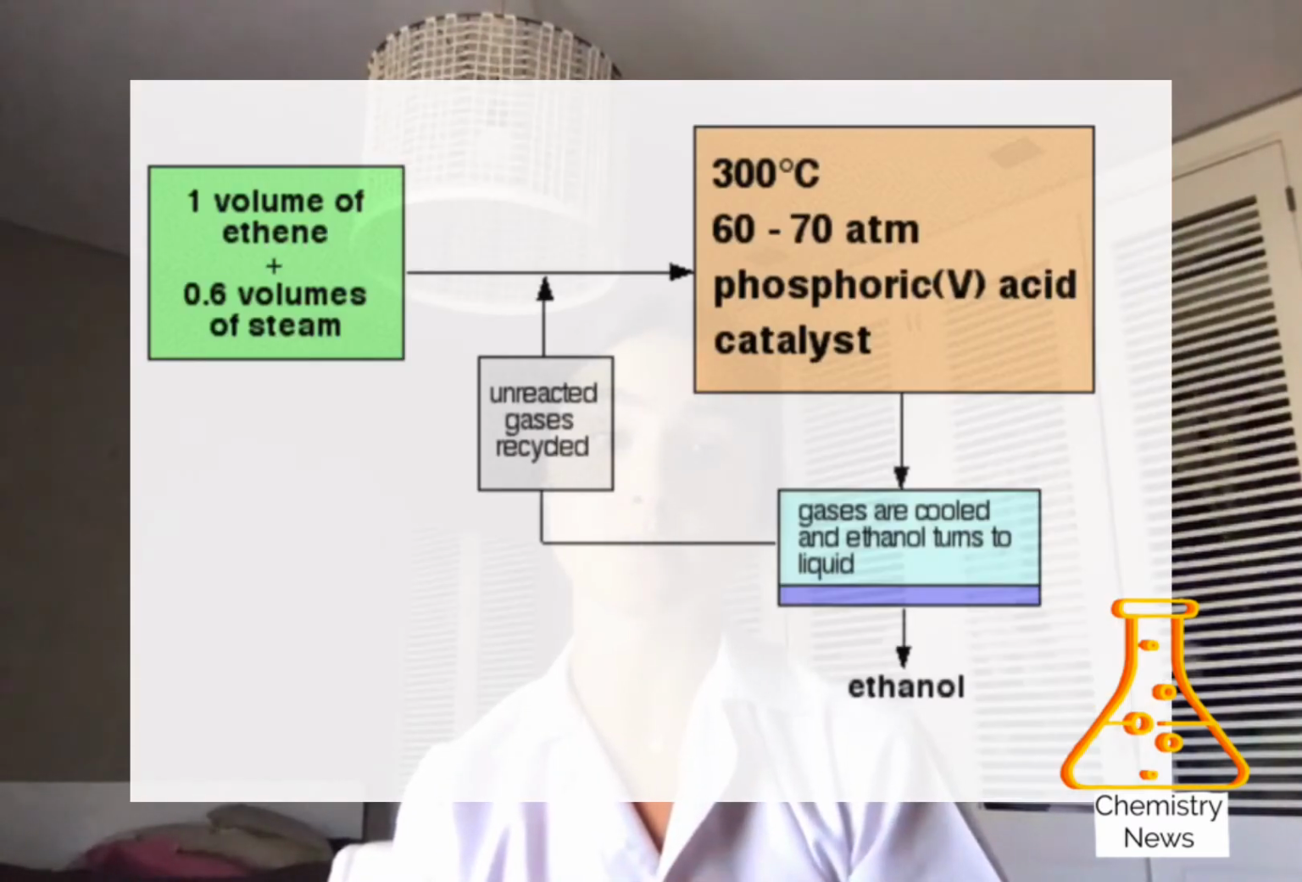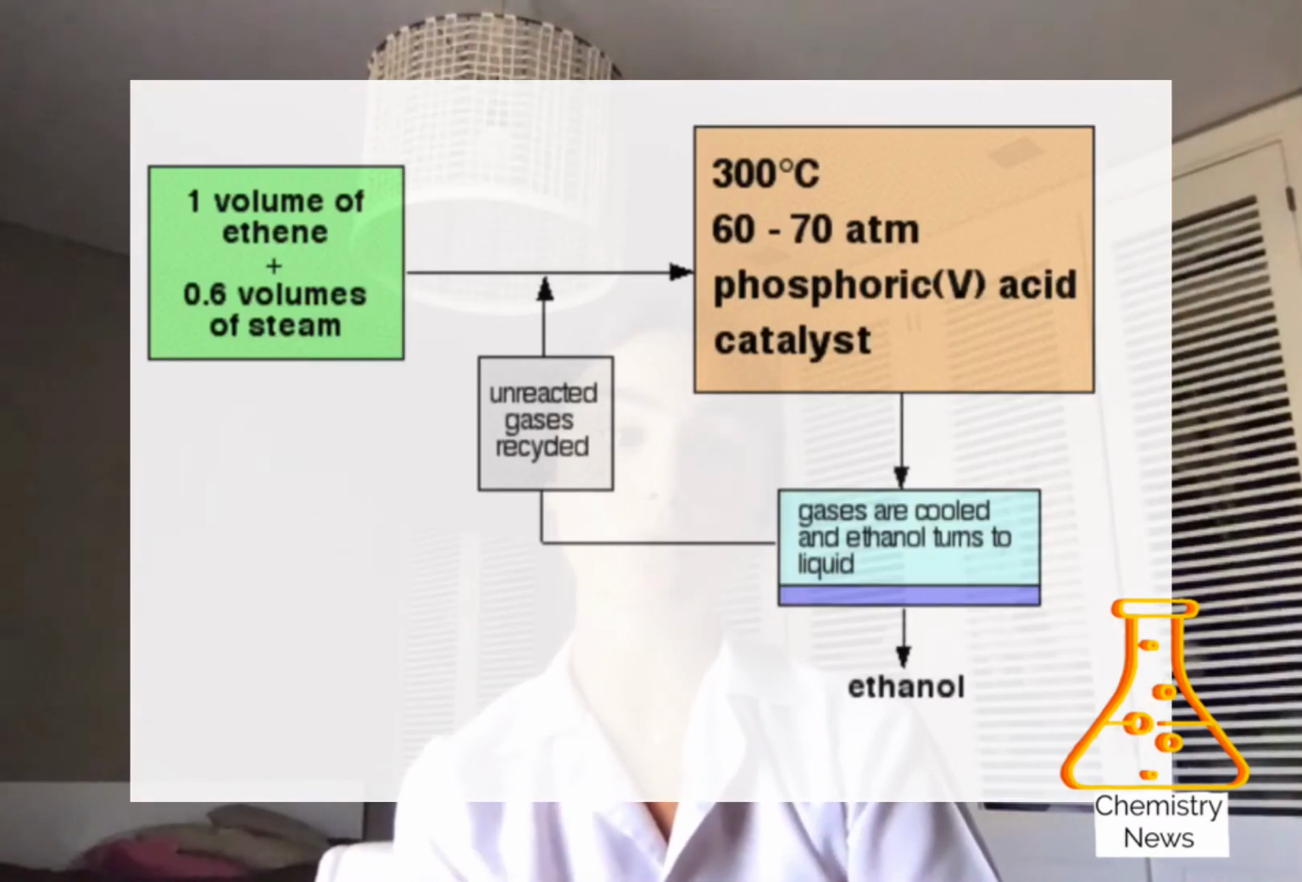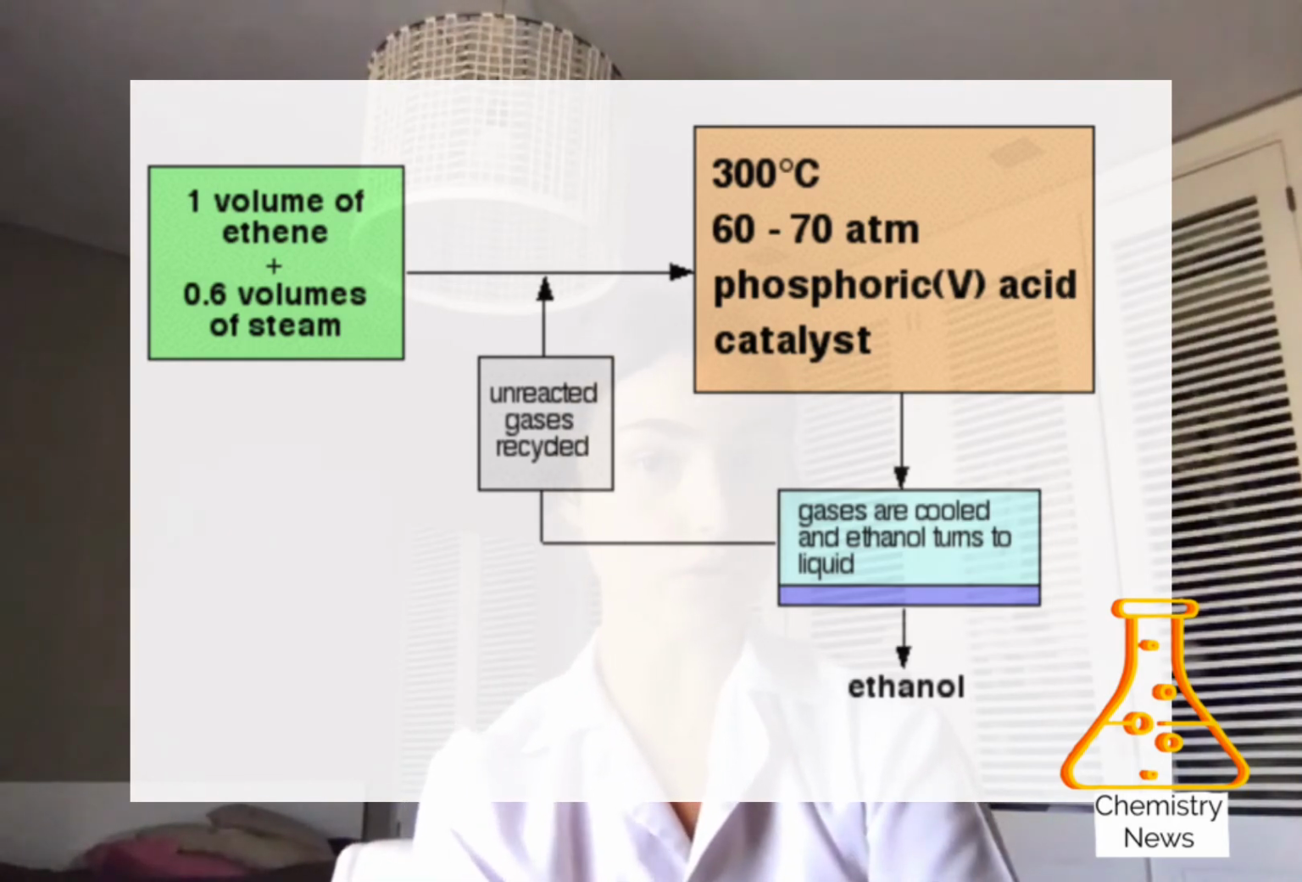In this reaction, ethene, which comes from crude oil fractions, is heated with steam in the presence of a catalyst of phosphoric acid to speed up the reaction. This reaction typically uses a temperature of around 300 degrees and a pressure of around 60 to 70 atmospheres. Notice that ethanol is the only product. The process is continuous. As long as ethene and steam are fed into one end of the reaction vessel, ethanol will be produced. These features make it an efficient process. However, ethene is made from crude oil, which is a non-renewable resource.